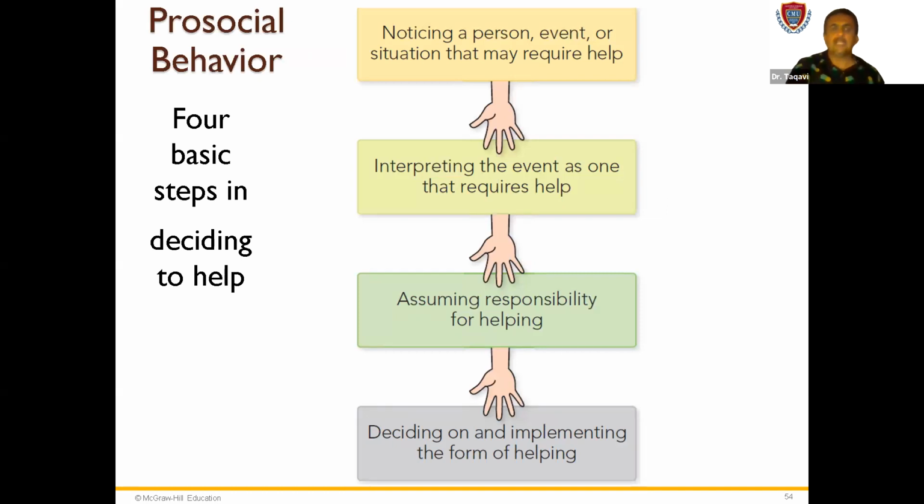You see, there are four basic steps in deciding to help in pro-social behavior. At first, noticing a person, event, or situation that may require help. The second step is interpreting the event as one that requires help: yes, he or she needs help or not. Then assuming responsibility for helping: yes, he or she needs help, I am responsible to help him or her. And finally, deciding on and implementing the form of helping. We are talking about pro-social behavior.